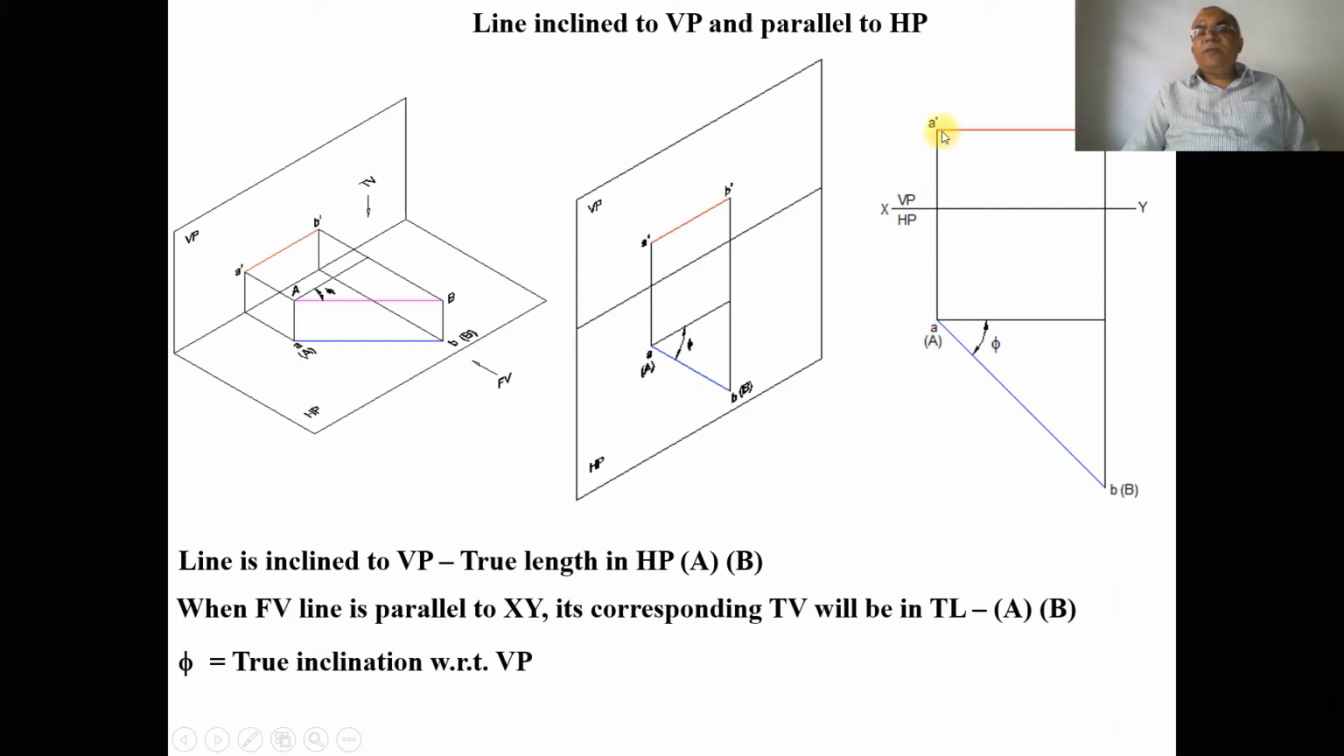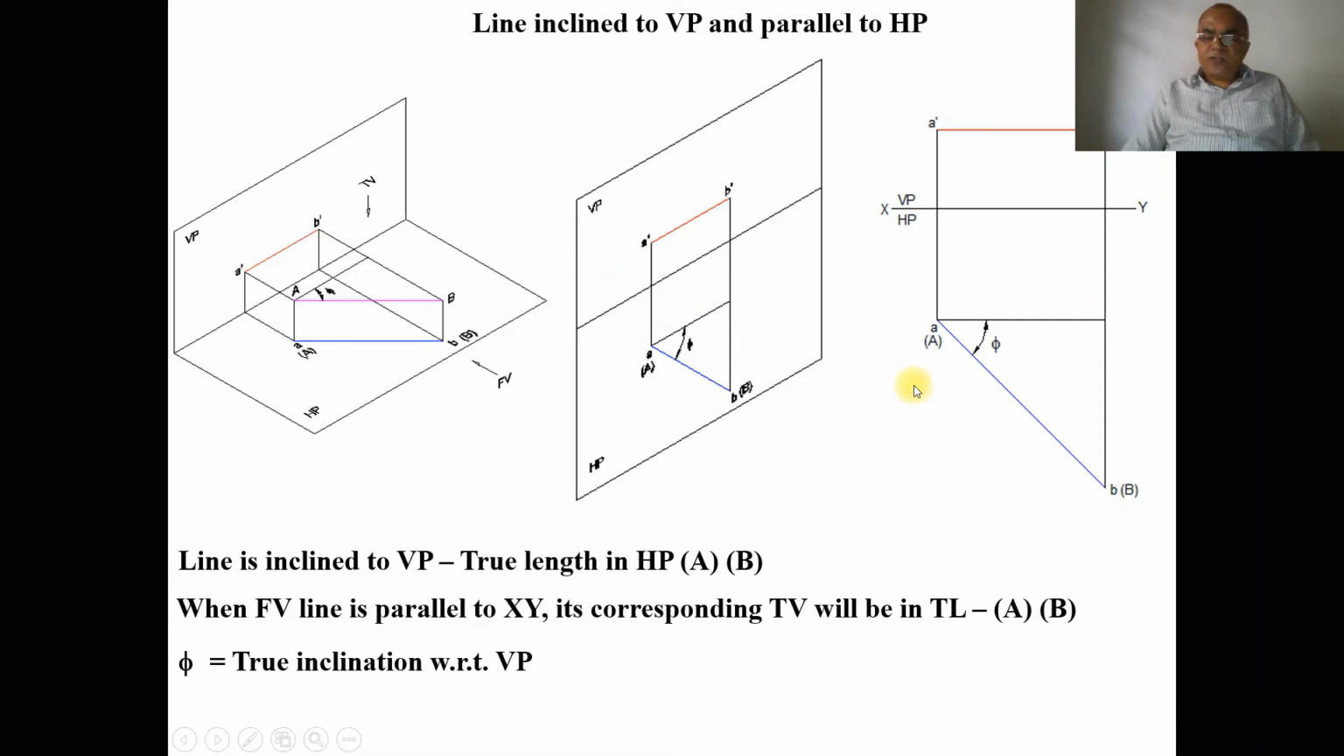When the front view line is parallel, its corresponding top view will be in true length. So we can see capital A and capital B in the top view, and the inclination made by that line with respect to VP is called phi, the true inclination with respect to VP. When the line is inclined to VP, you are getting the apparent length in the vertical plane. The line is parallel to HP, so since the front view line is parallel to XY, its corresponding top view will be in true length.